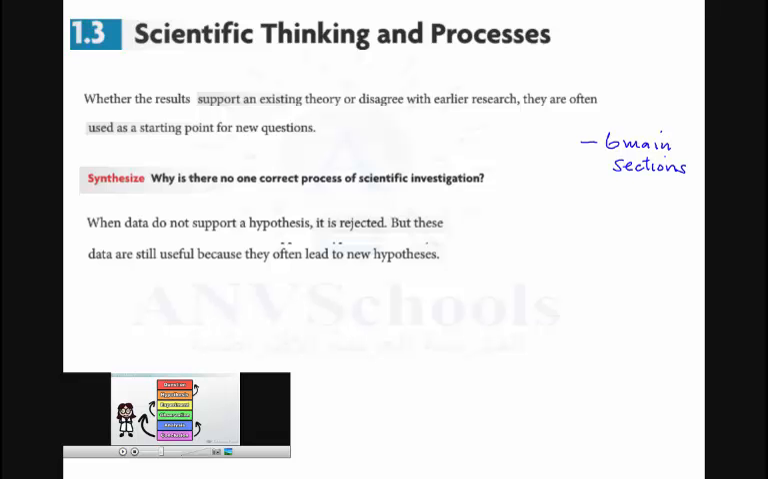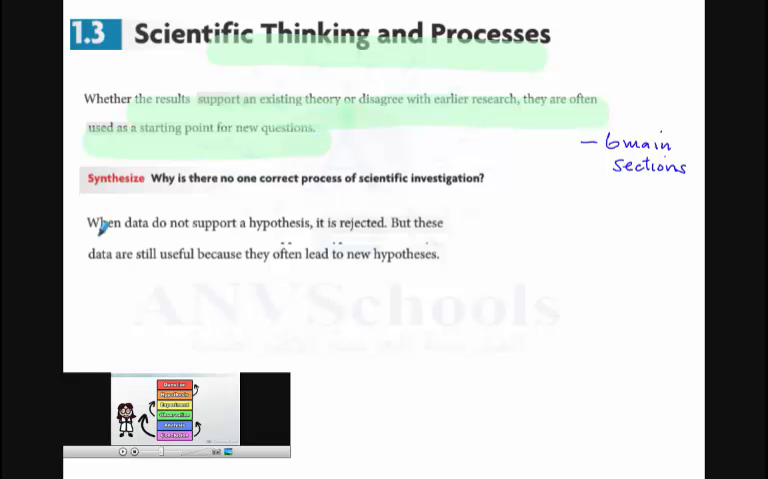Welcome back. In the next session, we are going to look at scientific thinking and processes. In this case, we will look at how a scientific theory is explained. Whether the results support the existing theory or disagree with earlier research, they are often used as a starting point for new questions, as we have seen earlier.